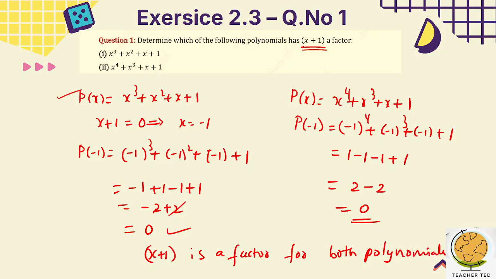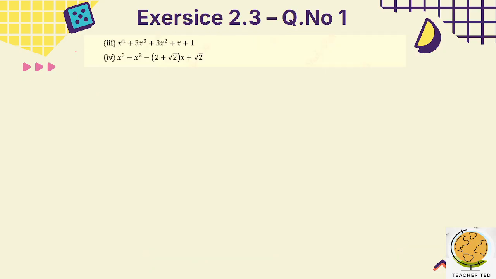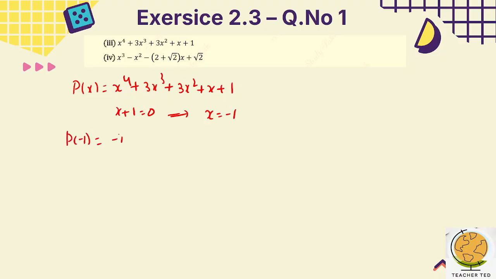I hope all of you understood. We'll take up the next one. So p of x is equal to x power 4 plus 3x cube plus 3x square plus x plus 1. So here also x plus 1 is equal to 0. Substitute x is equal to minus 1. P of minus 1 is equal to minus 1 power 4 plus minus 1 power 3 plus 3 into minus 1 square plus minus 1 plus 1.